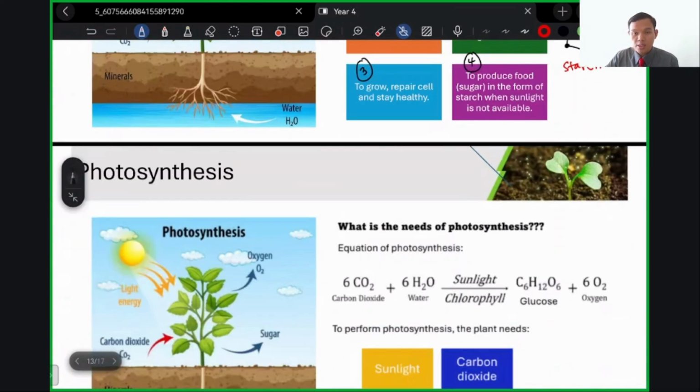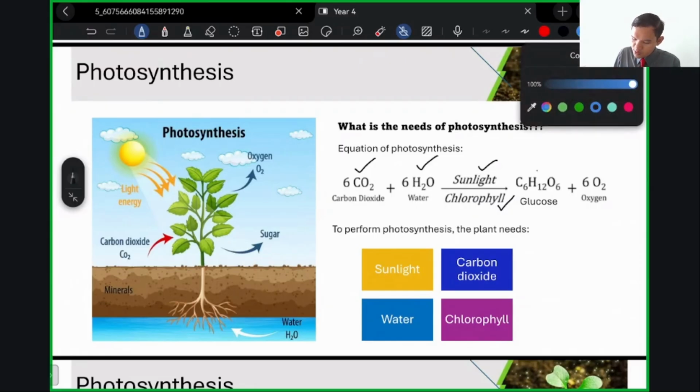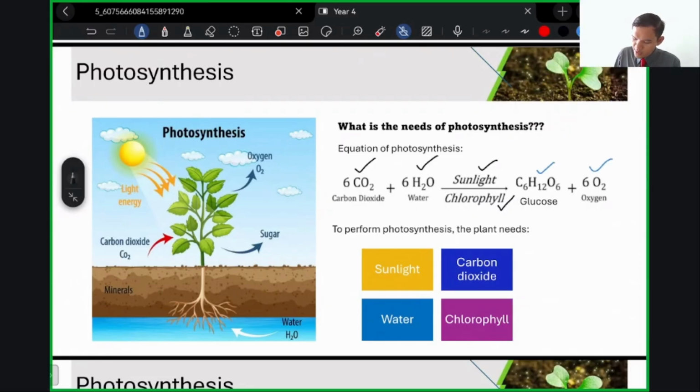Here, you can see the equation of photosynthesis. We can see that in order to carry out photosynthesis, the plant must have carbon dioxide, water, sunlight, and chlorophyll, and it will produce glucose and oxygen as the products.